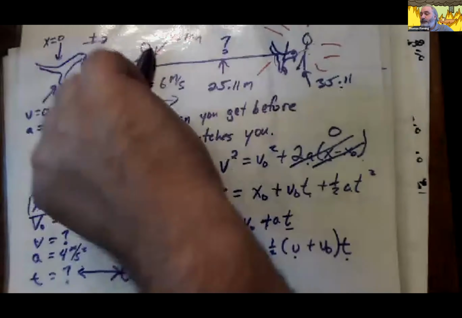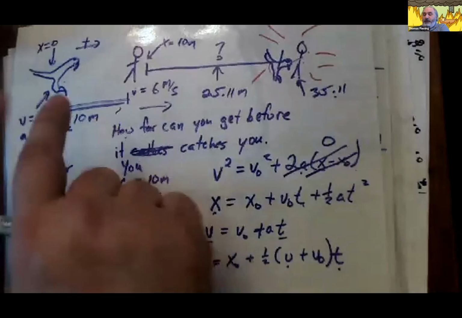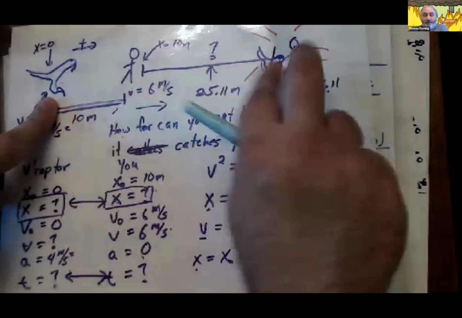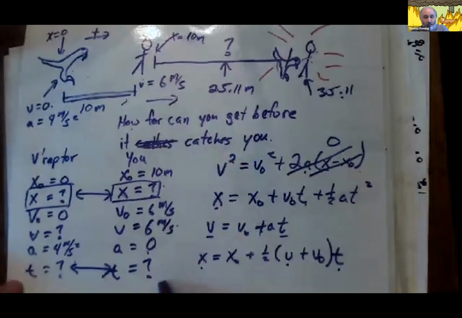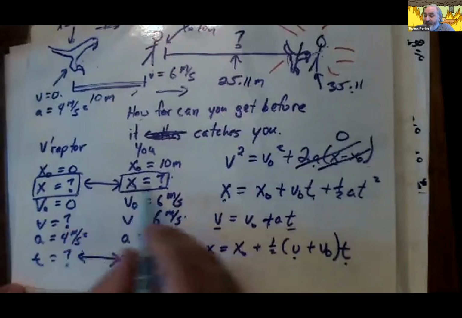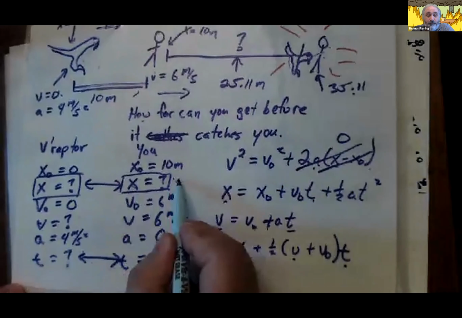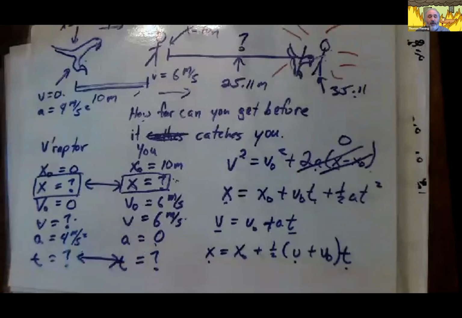Okay, so we set up the diagram and figured out he starts here, you start here, you both end up in the same place because he's going to eat you, right? We got that. We labeled our inventories. What we recognized was that the things we didn't know were the X finals, and that's the thing I had to figure out for sure. The time we didn't know, we didn't necessarily need to know. We ended up solving for it anyway, but we didn't need it. And then V final for the Velociraptor was unknown.